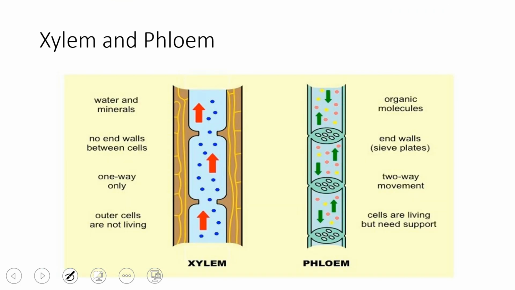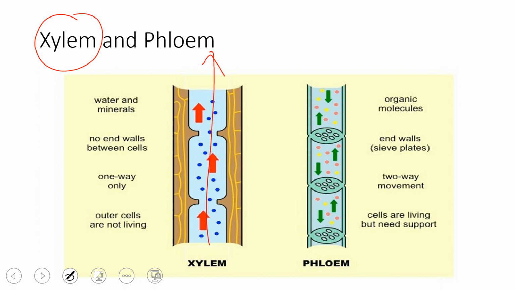Now, if we go to the transport part in the plant, we have the xylem and phloem. These are the vascular tissues. Starting with the xylem, if you look at the xylem here, it's only one-way direction. It's from the roots to the leaves, and it transports water and minerals.